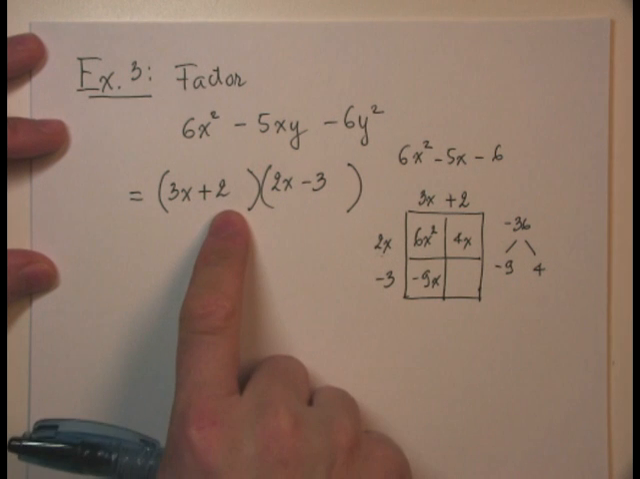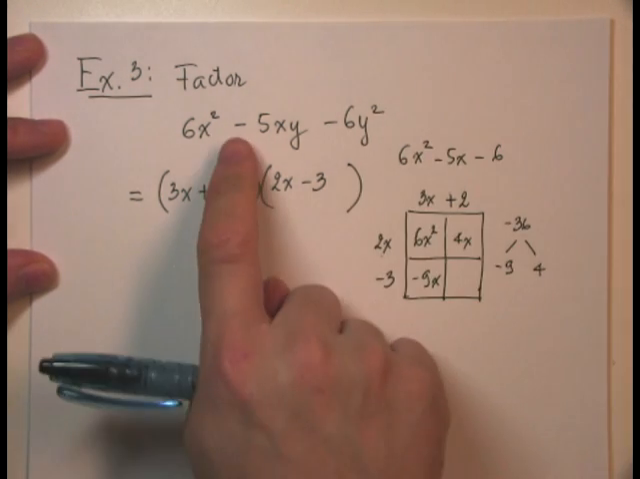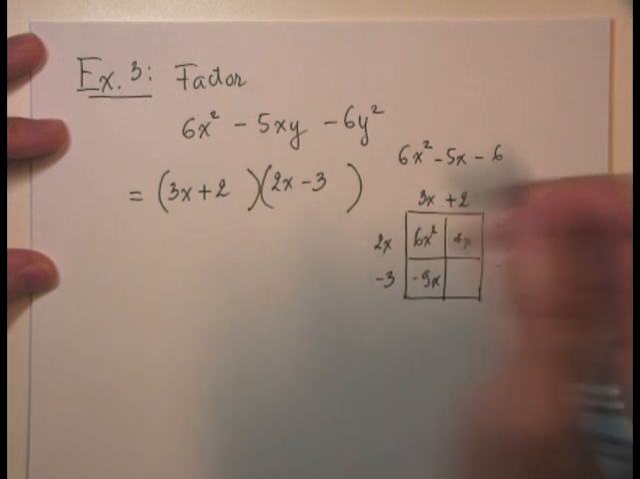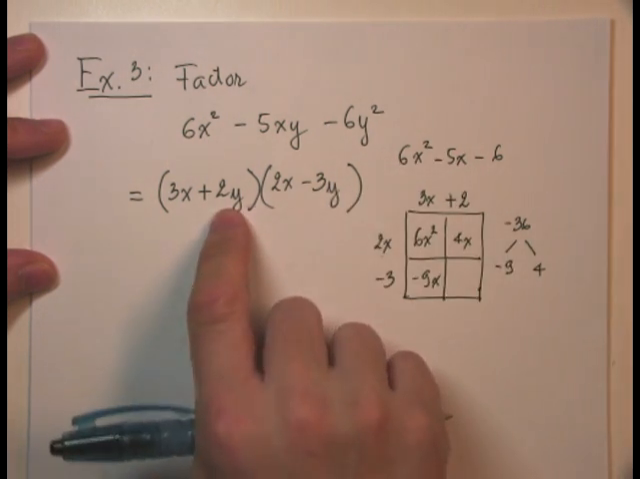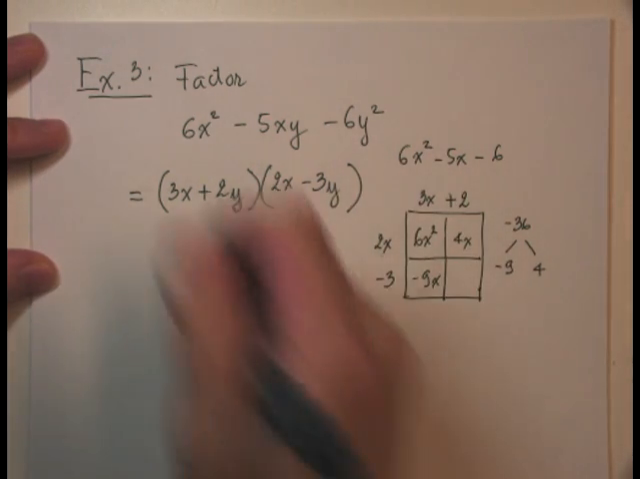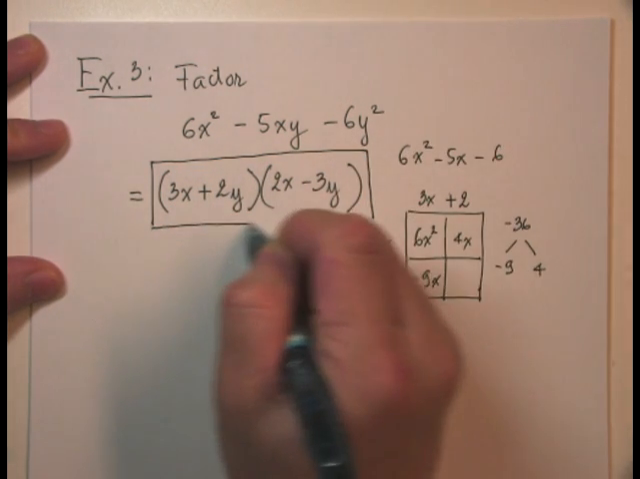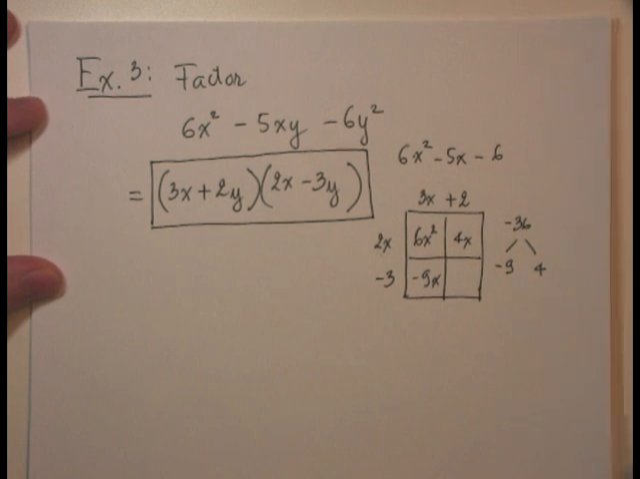However, keep in mind once again, this is not the end of our problem. The original problem had the y as the extra variable, so I'm going to need to put that y together with the plus 2 and the minus 3 here. And this is my final answer. That is how I factor my quadratic in the third example.